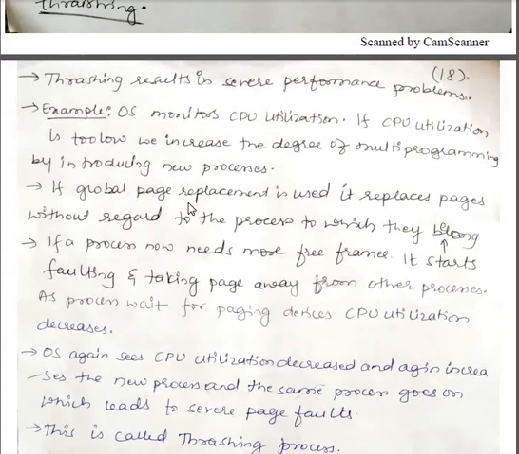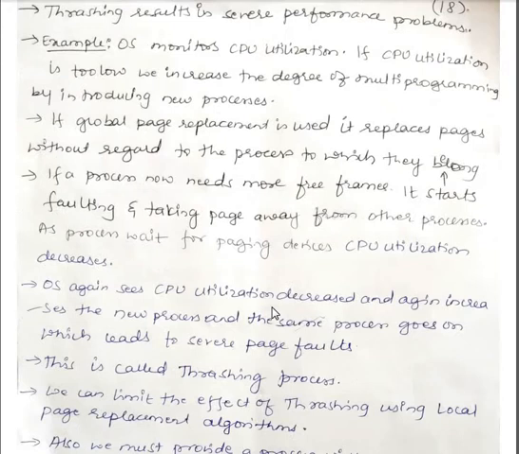Why? Because the processes wait for the paging. Is it not? During the paging there is a delay. So when there is a delay because of this global replacement, the CPU will be idle. Again the operating system will see that the CPU is idle, so again it will introduce more processes. When more processes are brought into the system, again global replacement causes the page faults to increase. So this increasing page fault activity results in thrashing.